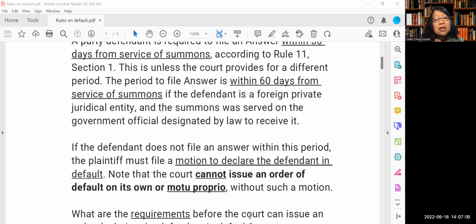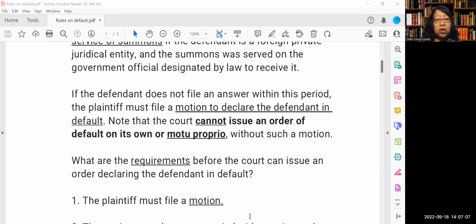So if the defendant does not file an answer within 30 days, within 60 days, or within the period set by the court, pwedeng mag-file ng motion to declare in default ang plaintiff. Note, the court cannot issue an order of default motu proprio. Dapat palaging may motion na ipa-file ang plaintiff.